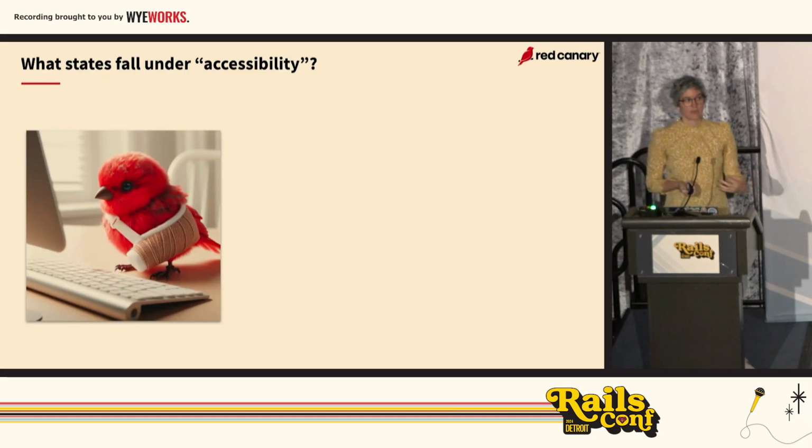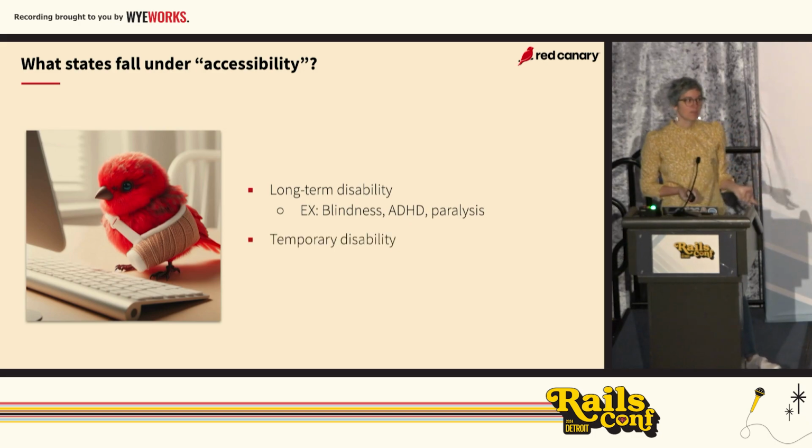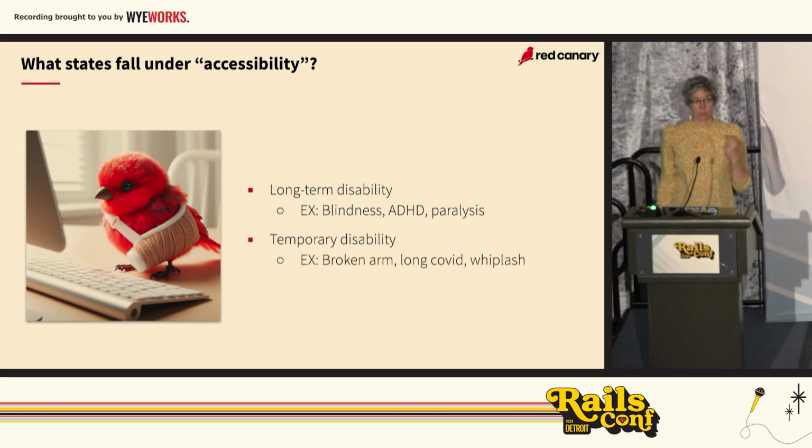What are some of the states that we could consider to be needing accessibility? So long-term disabilities, right? These are the ones I think we think of a lot when we hear the word accessibility, such as blindness, ADHD, paralysis. There's also temporary disabilities, right? So you broke your arm, you had long COVID, whiplash from a car accident.